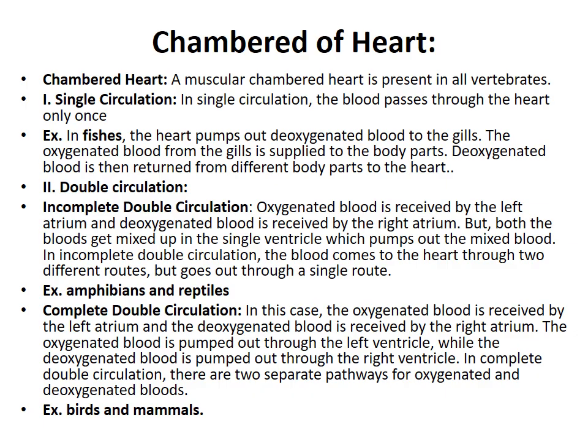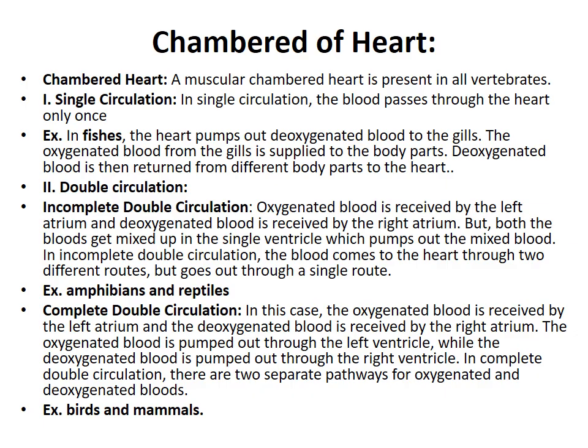Then in double circulation, first is incomplete double circulation. Oxygenated blood is received by the left atrium and deoxygenated blood is received by the right atrium. But both bloods get mixed in the single ventricle, which pumps out the mixed blood. In incomplete double circulation, the blood comes to the heart through two different routes but goes out through a single route, so it is called incomplete double circulation.